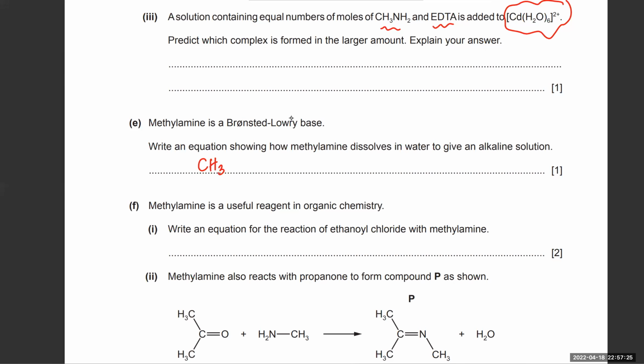Okay, methylamine is a base. So why is it a base? Because it's got a lone pair. He's saying write an equation, so it's going to accept an H+ ion. It will become CH3NH3+.